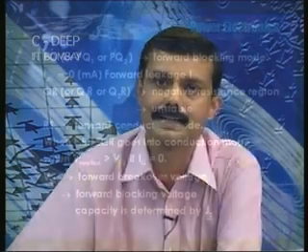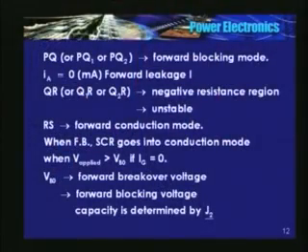This is all the explanation that I am giving. Say VBO is the forward breakover voltage, and this voltage VBO is determined by J2, because J1 and J3 are forward biased. Okay. So VBO is completely blocked by J2.